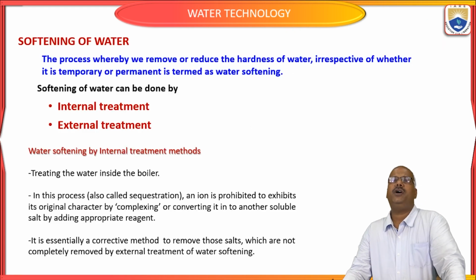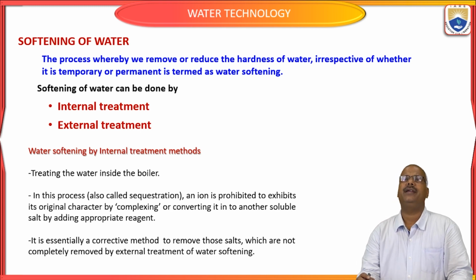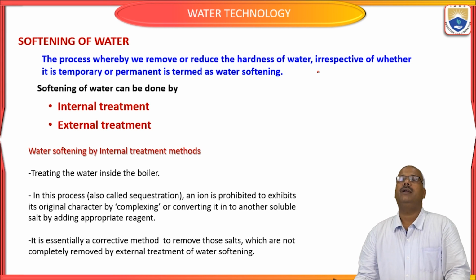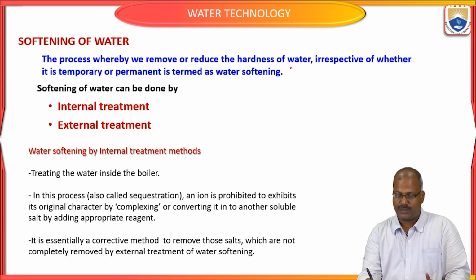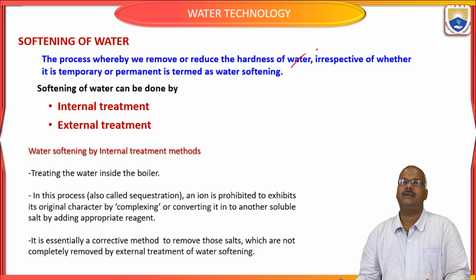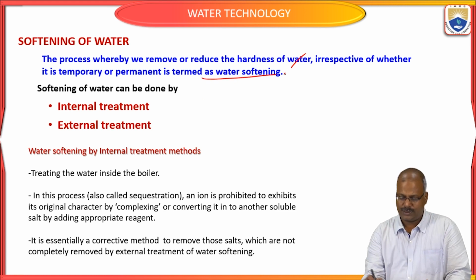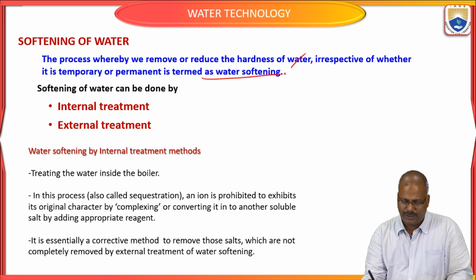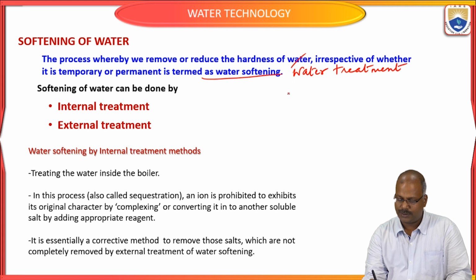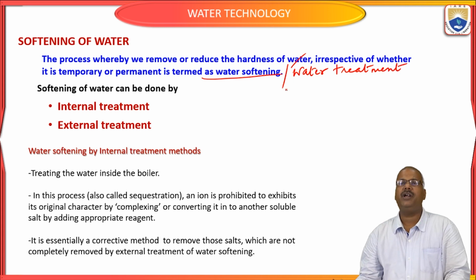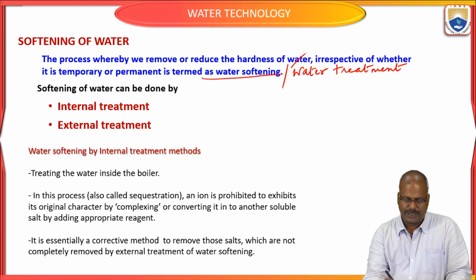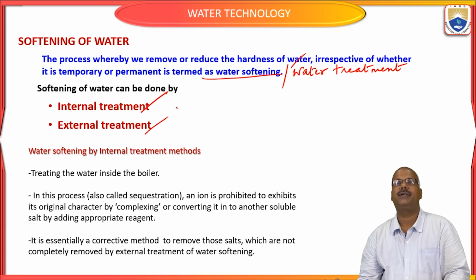Softening of water. The process whereby we remove or reduce the hardness of water, irrespective of whether it is temporary or permanent, is termed water softening, or you can also say water treatment. Softening of water can be done by internal treatment or external treatment. There are two different types of treatments.